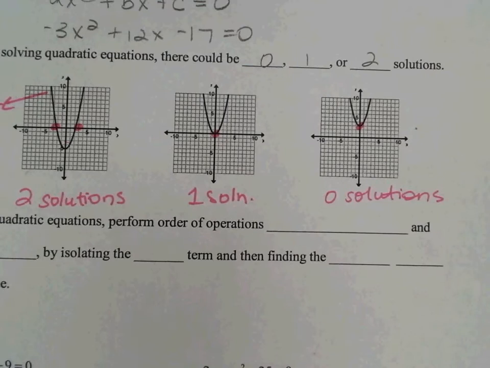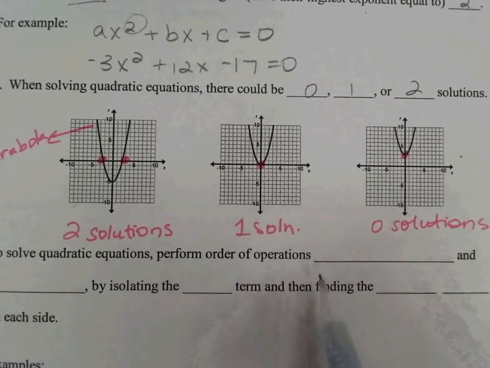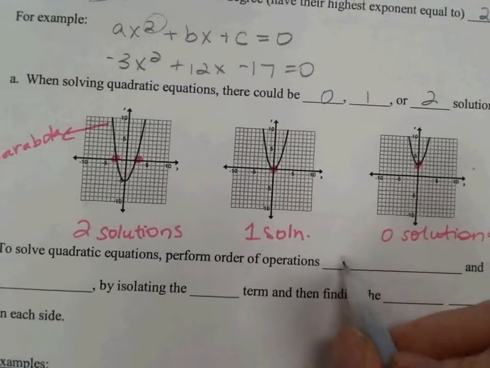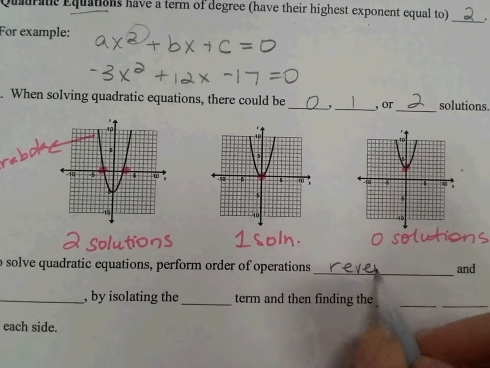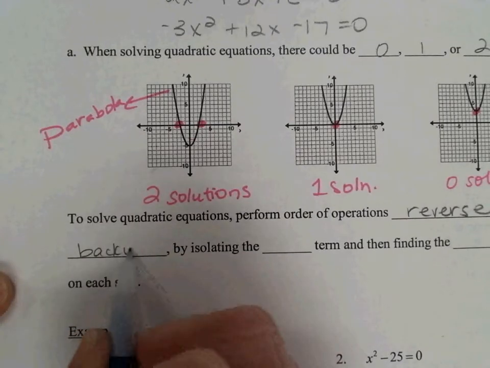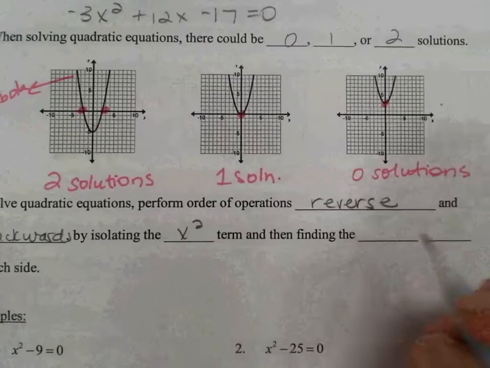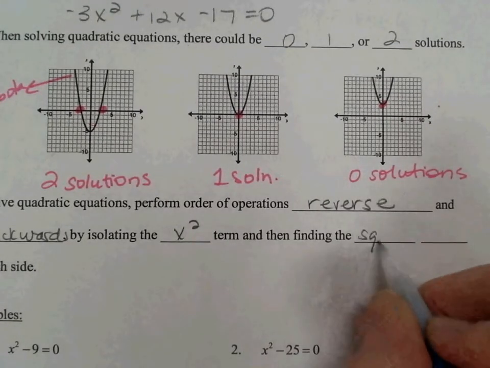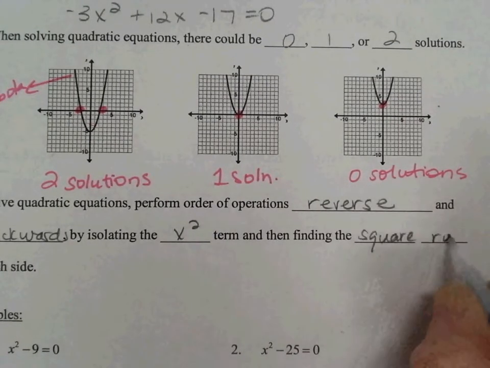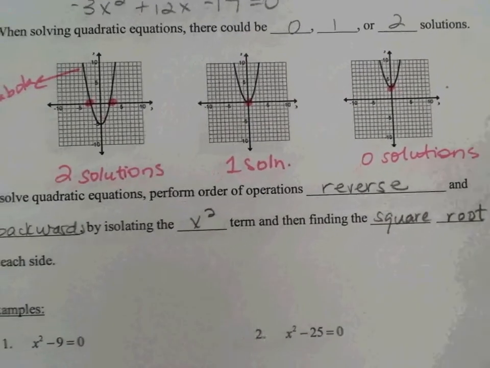To solve quadratic equations, perform order of operations in reverse order, backwards, by isolating the x squared term and then finding the square root on each side. Let's take a look at a few examples.